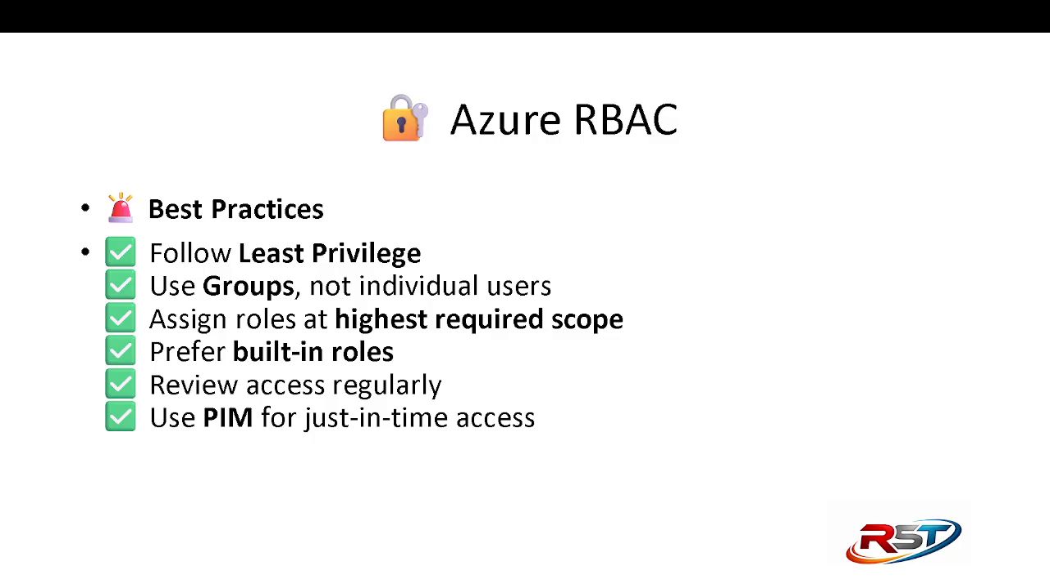So assign roles at the highest required scope. Suppose we want to assign a specific role on all users, all resources in that subscription and management group. Suppose you assign that role at management group level, and it will inherit to subscriptions, resource groups, resources. All resources in that management group will get that access.